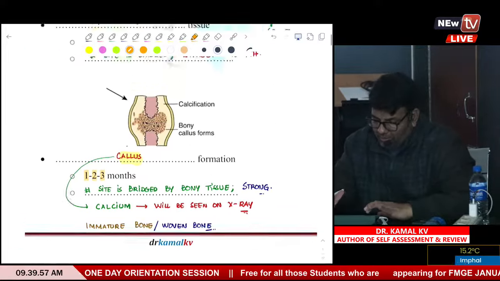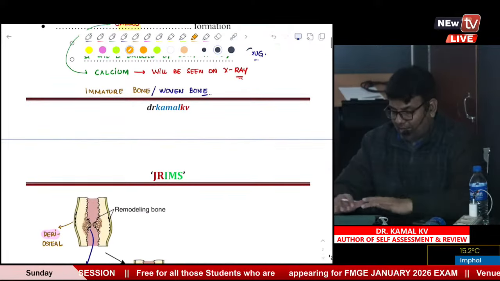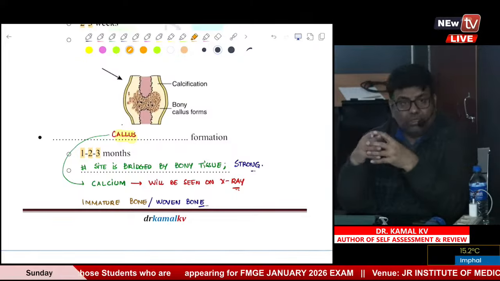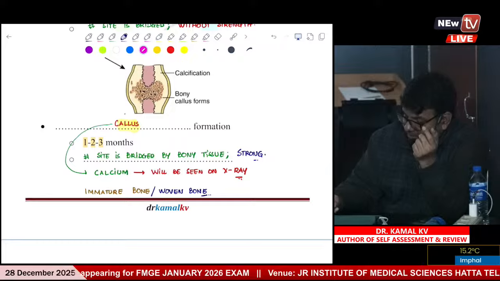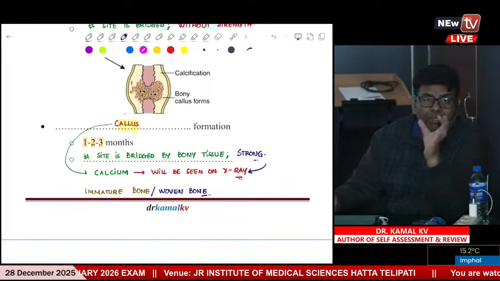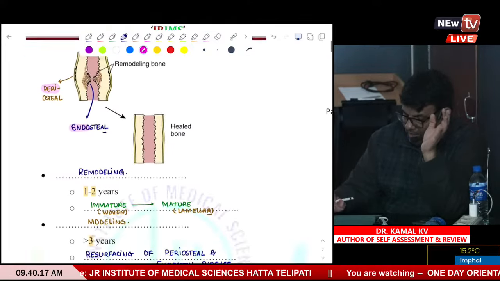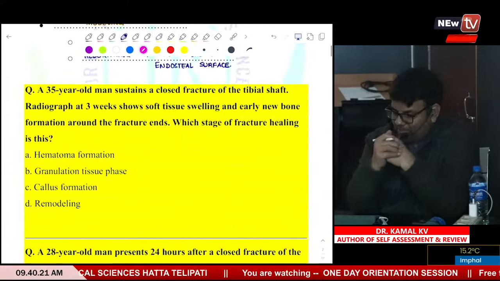So this is very important, and most of the time we have a question about the timeline, like when you will see the granulation stage or the callus stage. And secondly, this one is very favorite. Earliest radiological evidence of fracture healing, your answer will be stage of callus formation. Now let us discuss few related MCQs.